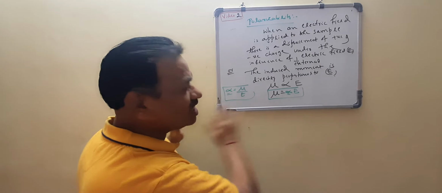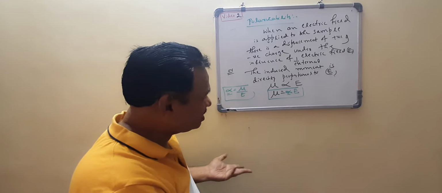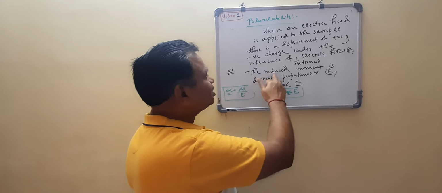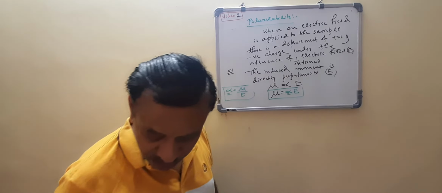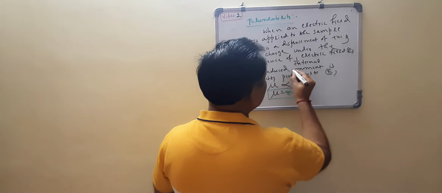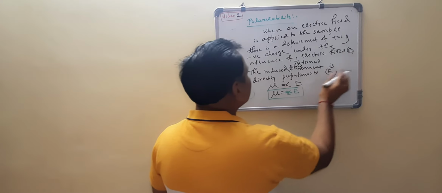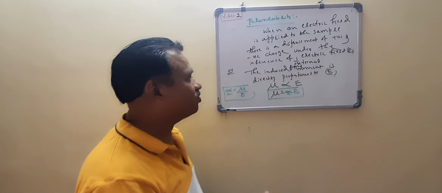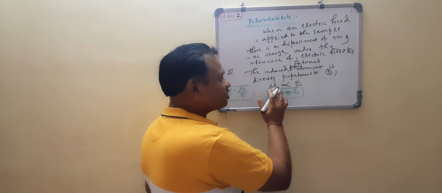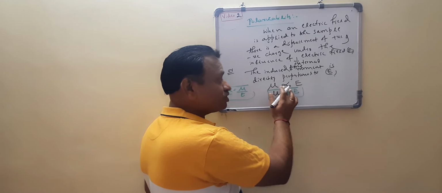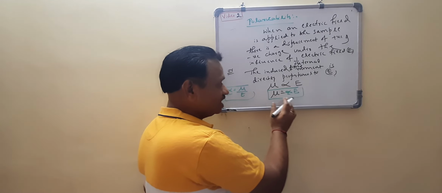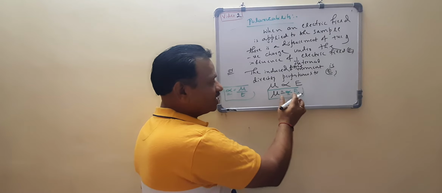One is a positive charge and a negative charge. When there is a displacement artificially, there must be an induced dipole moment. It is not only this one. Induced dipole moment is directly proportional to the electrical field. This mu is directly proportional. Make out the difference, this and this. This mu equal to alpha into E.